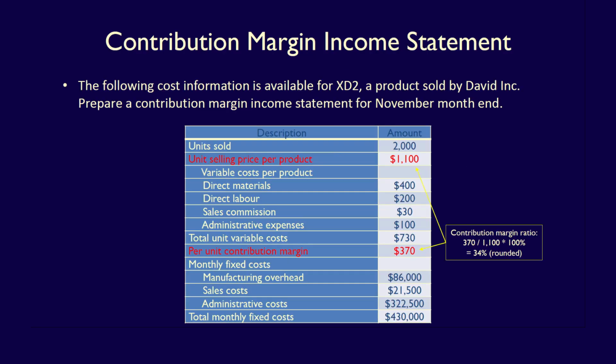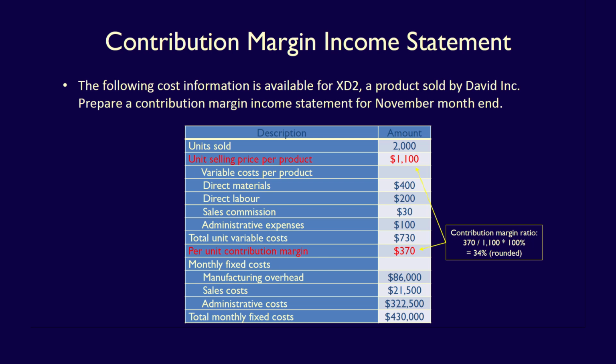We can also calculate the contribution margin ratio on a per unit basis. Recall that the unit selling price is $1,100. The total unit variable costs are $730. Therefore, the contribution margin per unit is equal to $1,100 sales revenue minus $730 variable cost, which is $370. That's the per unit contribution margin. Note that the unit contribution margin tells managers how much profit they make on each unit before considering fixed costs.